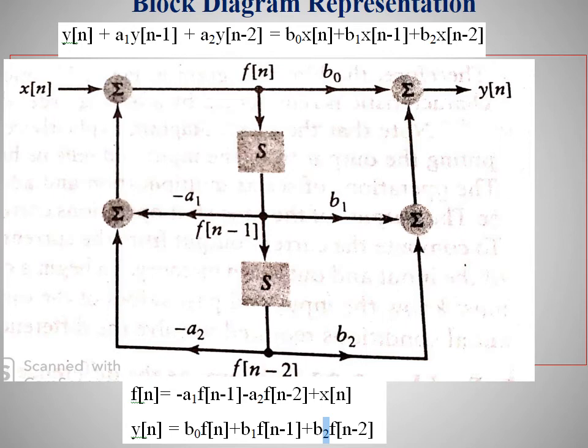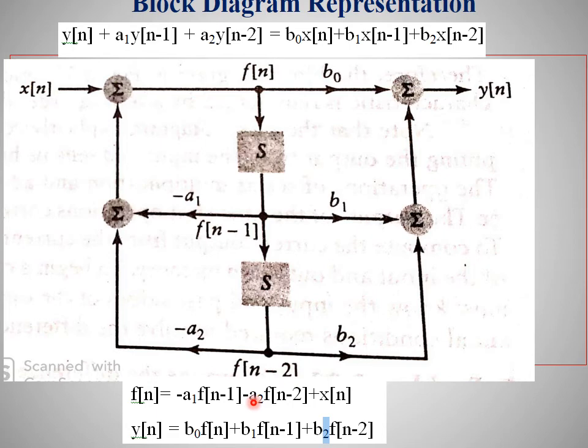First, let us go to the extreme right side and try to obtain y of n, which is equal to b0 into f of n plus b1 into f of n minus 1 plus b2 into f of n minus 2. This could be obtained as follows. Here we have f of n, so this is b0 into f of n. Next, we need to generate f of n minus 1. We have generated it by adding one shifting element. Another shifting element is available here. This generates f of n minus 2.